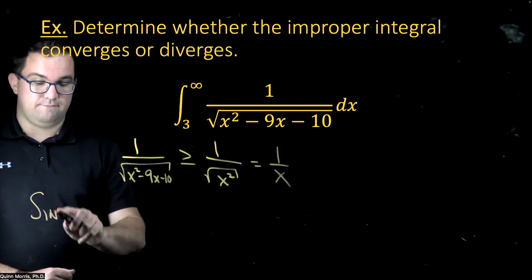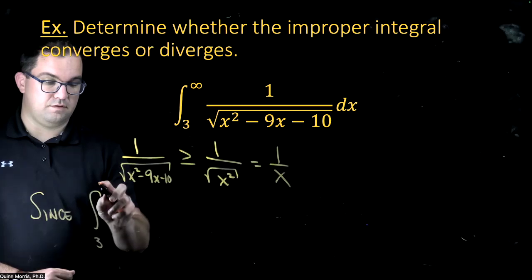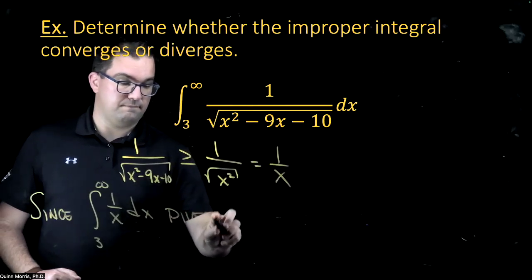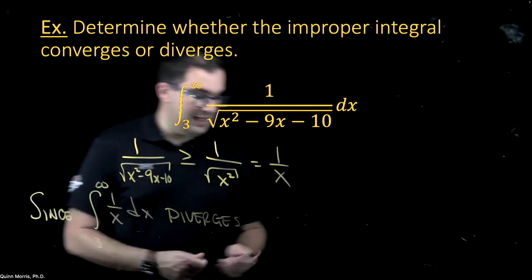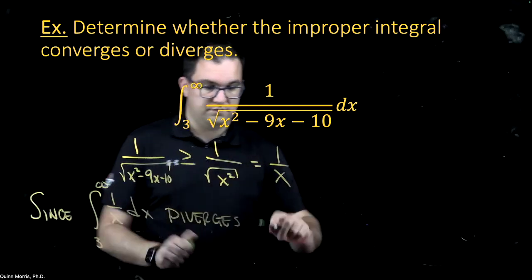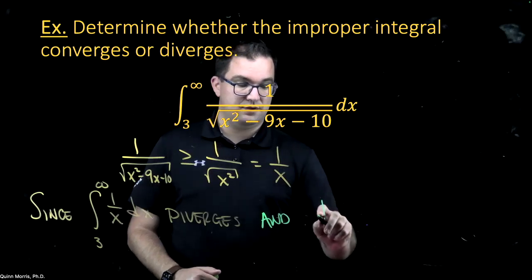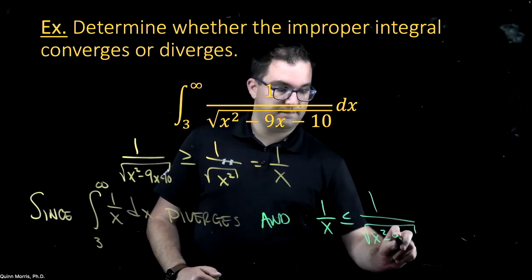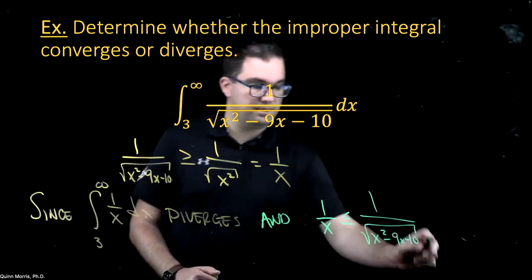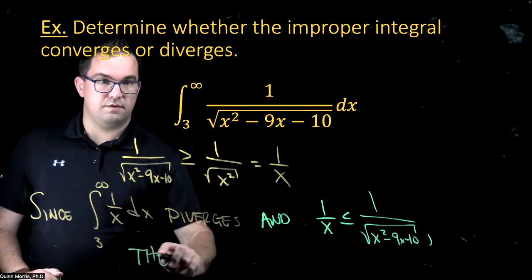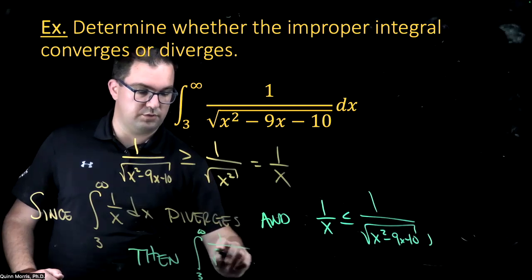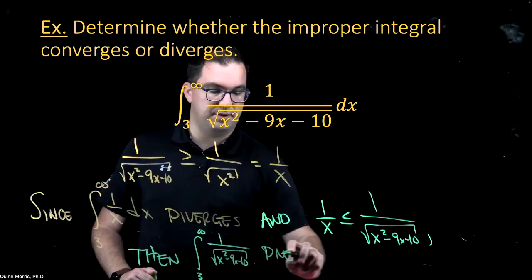And so I can see that 1 over x is in fact less than or equal to this whole expression. Okay. And since I know that this integral diverges, and that's important, and I know that 1 over x is less than or equal to this expression, then this integral from 3 to infinity of 1 over the square root of x squared minus 9x minus 10 diverges by comparison.